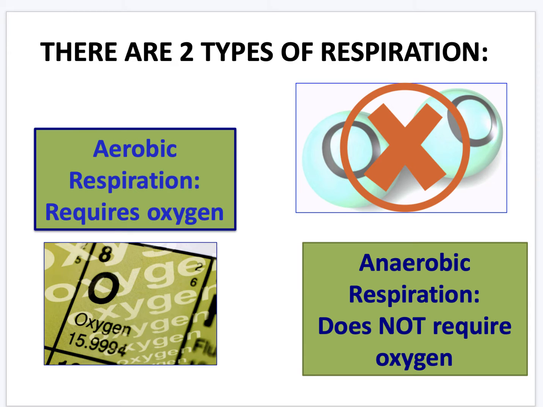There are 2 types of respiration. One is called aerobic respiration, which means it requires oxygen, and the other one is called anaerobic respiration, which means it does not require oxygen. However, respiration takes a specific pathway before it determines whether it's going to go into the aerobic respiration pathway or the anaerobic respiration pathway.